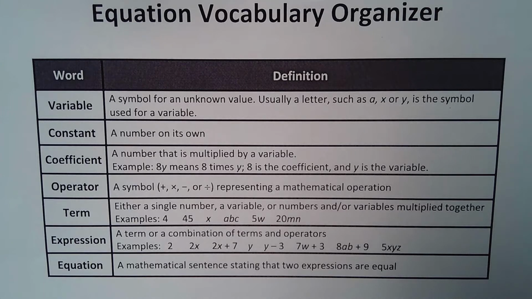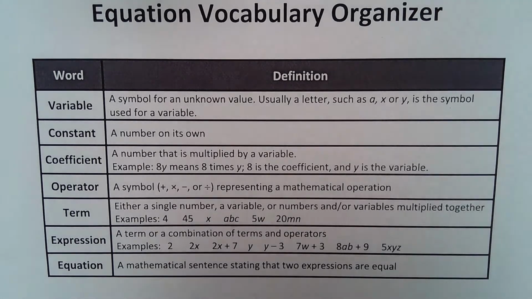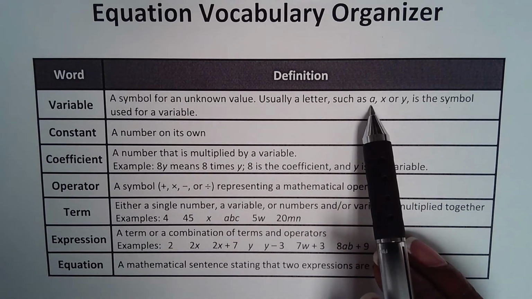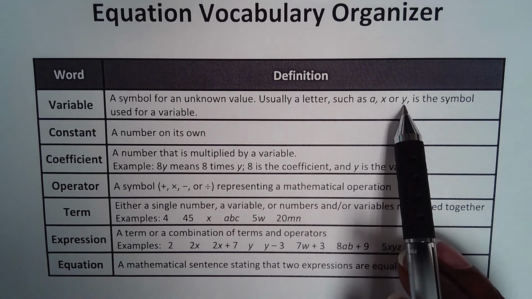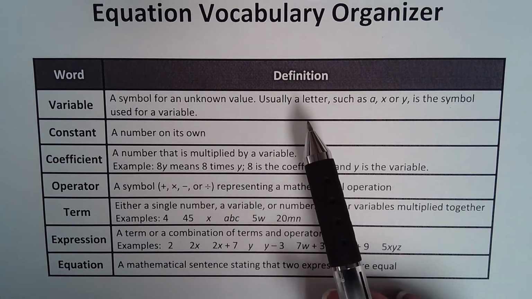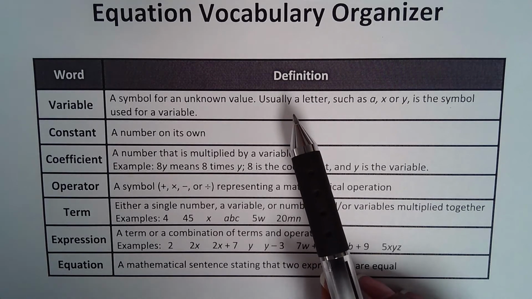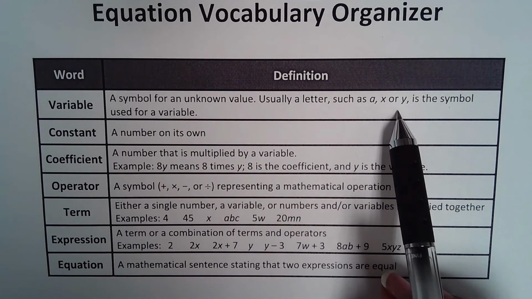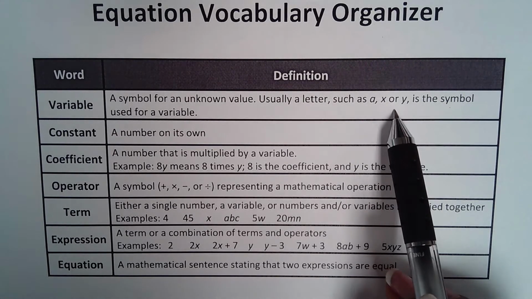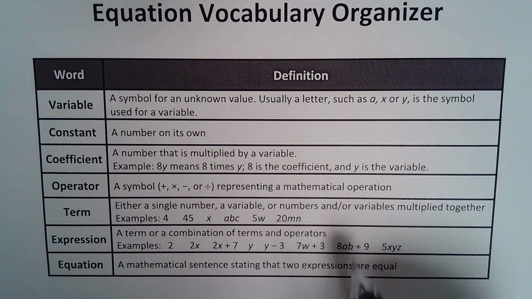The first one is variable. It says a variable is a symbol for an unknown value, usually a letter, such as A, X, or Y, is the symbol used for variable. So basically a variable can be any letter from your alphabet, and they are typically going to be in lowercase. The most popular ones used in algebra, for example, are usually X, Y, and Z. But again, a variable can be any letter from your alphabet in lowercase.